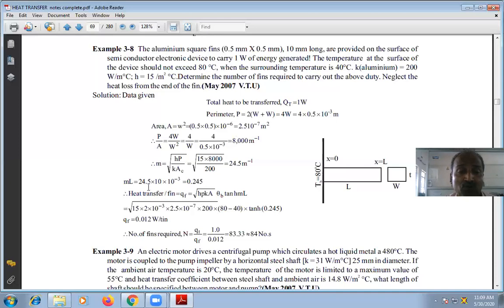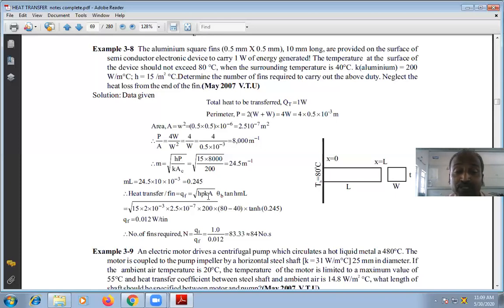So now we have to go for m into L. What is m? Already 24.5. And L, what is the length of the fin? It is 10 millimeter long. 10 millimeter is multiplied by 10 raised to minus 3, naturally to convert it from millimeter to meter. So answer is 0.245.